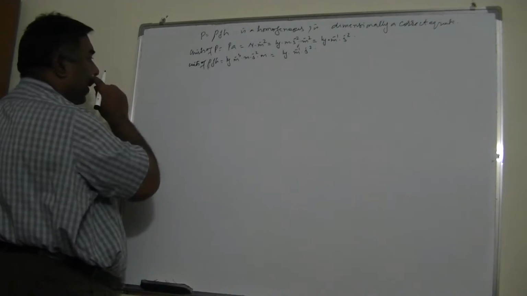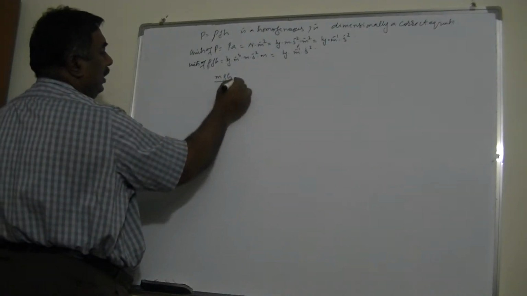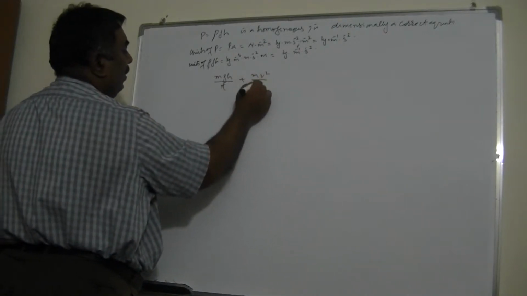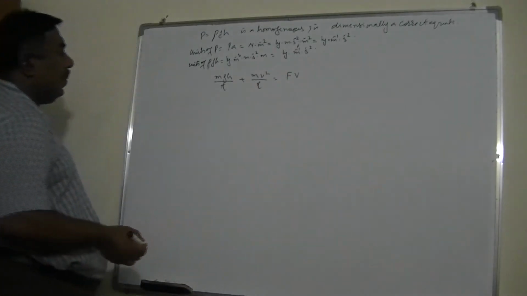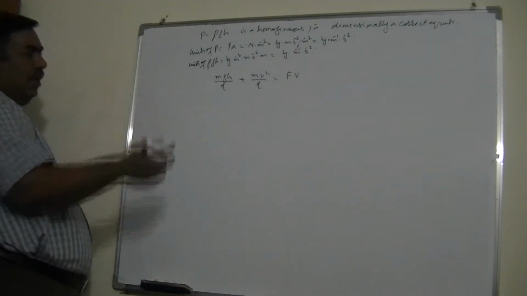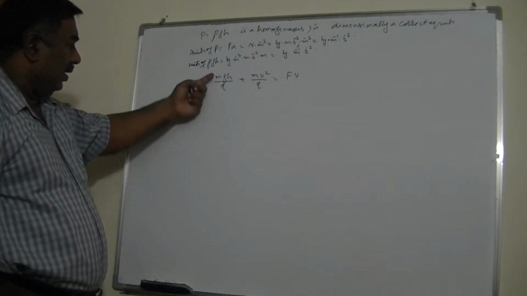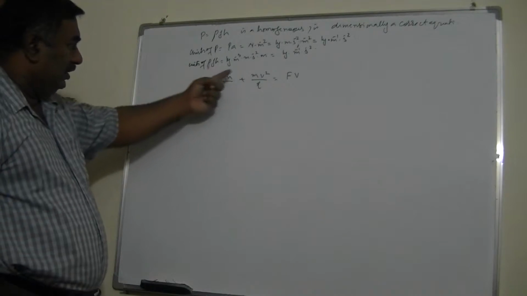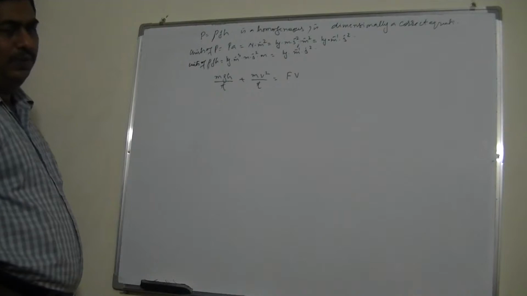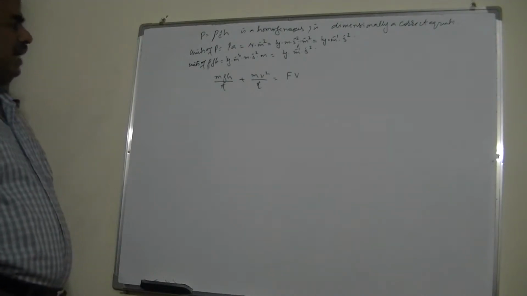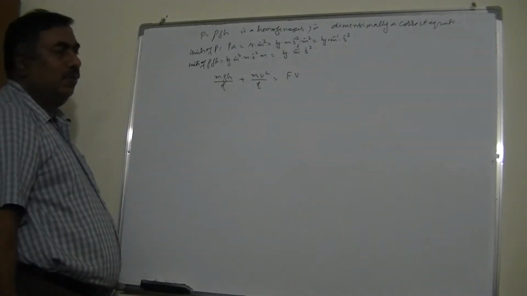Similarly, suppose the examiner gives this equation. He says prove that mgh upon t plus mv square upon t is equal to force into velocity. Whether it's a correct equation or incorrect, I'm not concerned with that. Actually, this is an incorrect equation because mgh upon t is the power with respect to potential energy, but the kinetic energy term is missing. I'm not bothered with that. I have to show here that this is a homogeneous equation.